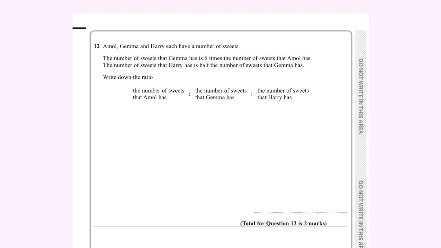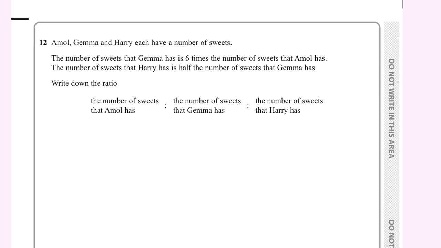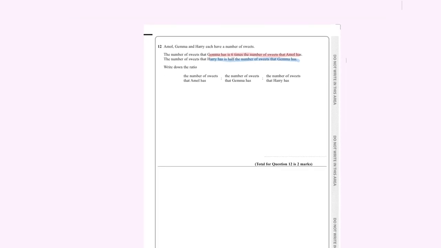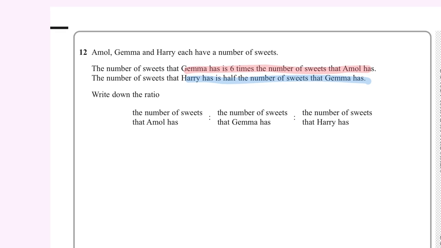Okay, we've got what looks like a ratio question here. We've got 3 people. Amal, Gemma and Harry have a number of sweets. Gemma has 6 times the number of sweets that Amal has, so that's going to be important to know. 6 times the amount Amal has. The number of sweets that Harry has is half the number that Gemma has. This is not an easy one, you can tell it's not easy, because it's a 3-part ratio, 3 parts.